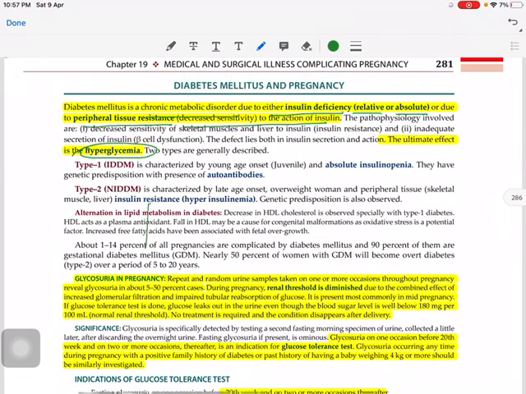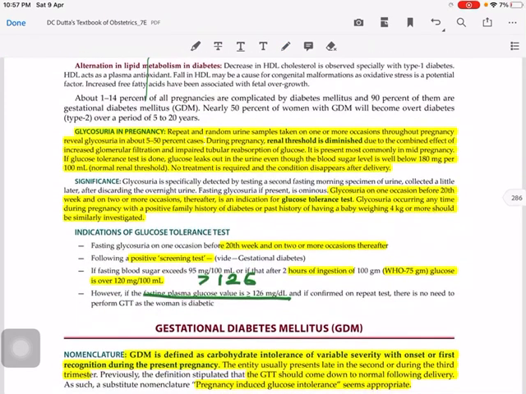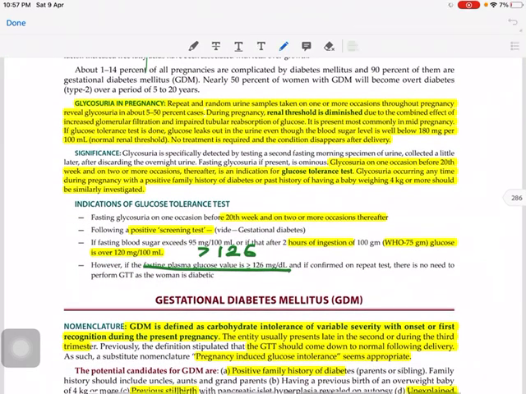Then we come to the glycosuria in pregnancy. It is seen in 5 to 50% cases. This is a normal phenomenon. What happens is that whenever we take random urine samples during pregnancy, the renal threshold decreases. And why does it decrease? Due to increased GFR and impaired tubular reabsorption of glucose. Therefore, glucose leaks out into the urine, even though the blood level is below 180 milligram per deciliter. So when urine is examined, we can detect glucose in it, but it is not an alarming situation.